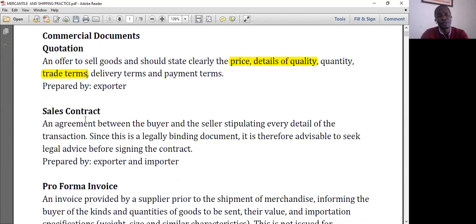Then we have another document which follows, the sales contract. What is a sales contract? It is an agreement between the buyer and the seller stipulating every detail of the transaction. So a sales contract is an agreement between two or more parties, and it states details of the transaction. And since this is a legally binding document, it is therefore advisable to seek legal advice before signing the contract.